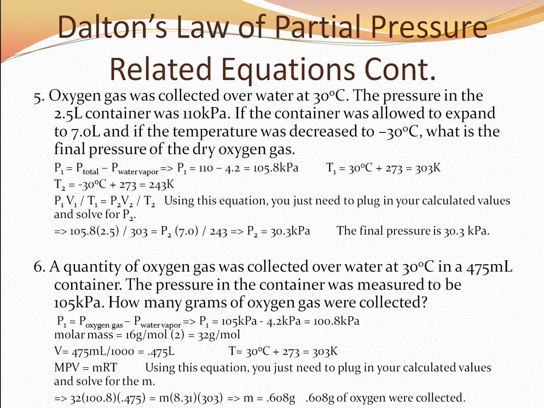Number 5. Oxygen gas was collected over water at 30 degrees Celsius. The pressure in the 2.5 liter container was 110 kilopascals. If the container was allowed to expand to 7 liters and if the temperature was decreased to negative 30 degrees Celsius, what is the final pressure of the dry oxygen gas?